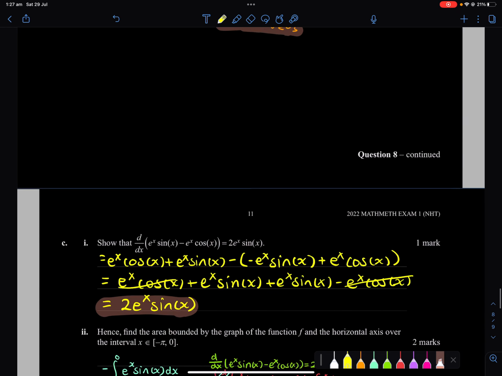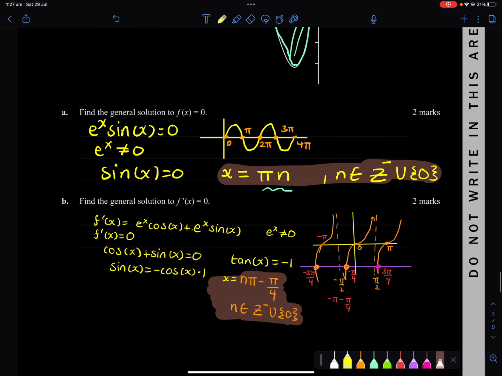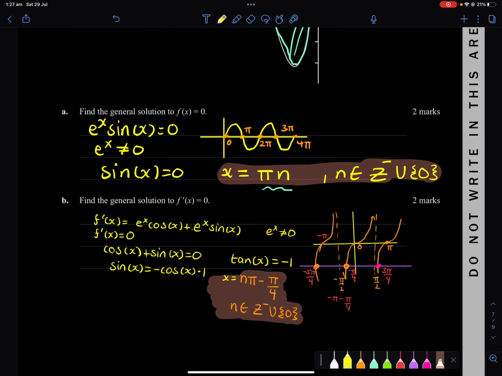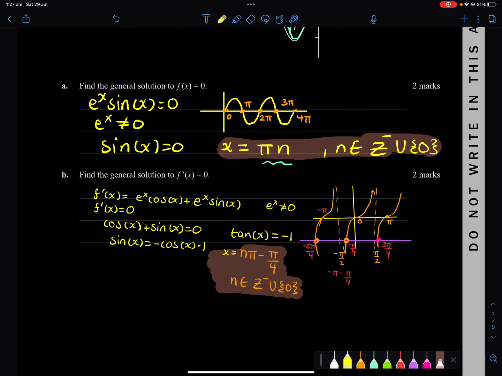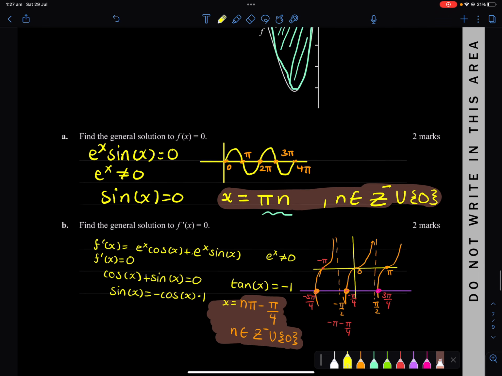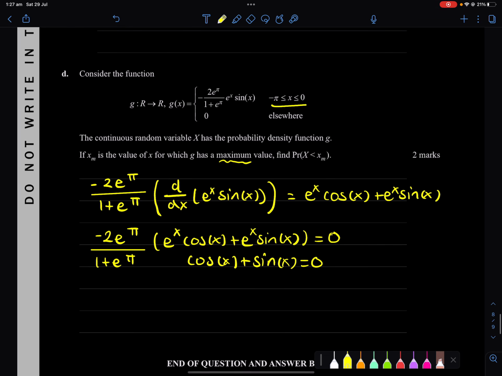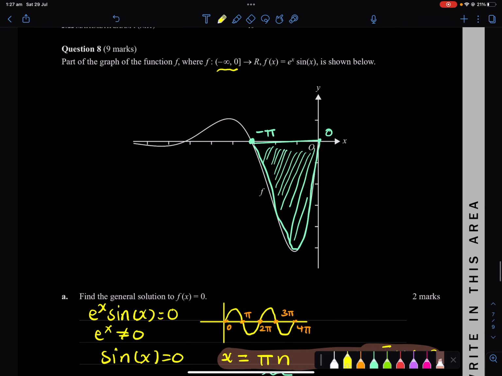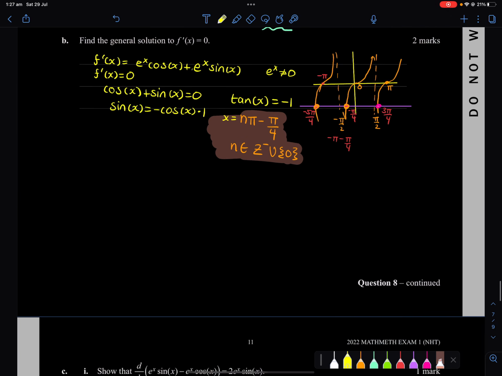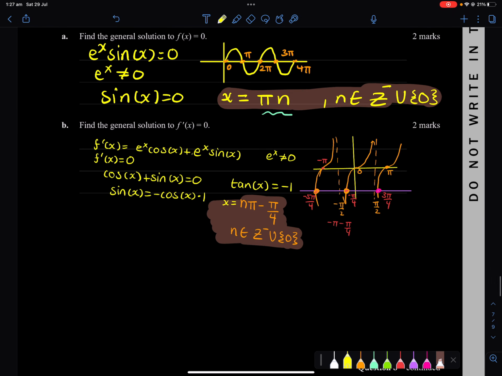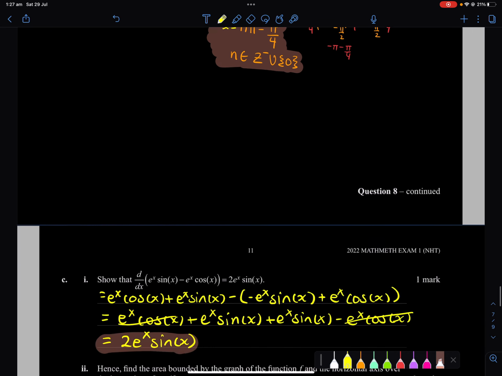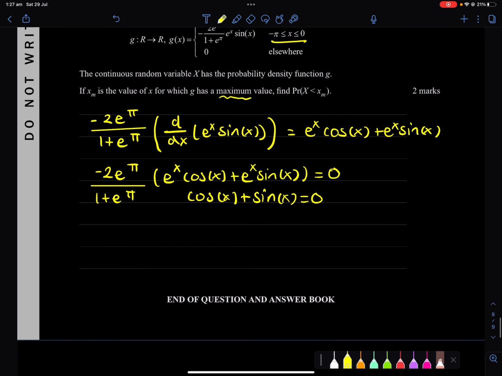Now, we already got that, where was it? So we were saying when f dash of x equals 0. But we're getting it from negative pi to 0, which is this value over here, negative pi over 4, the first value. So n equals 0, which is just negative pi over 4. So that's your value. So x here, which is just your x_m now, is negative pi over 4.